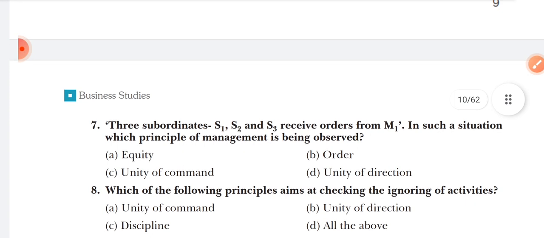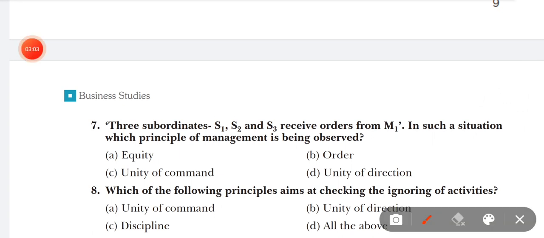Now question 8. Which of the following principles aims at checking the overlapping of activities? And the answer of this question is option B, unity of direction.